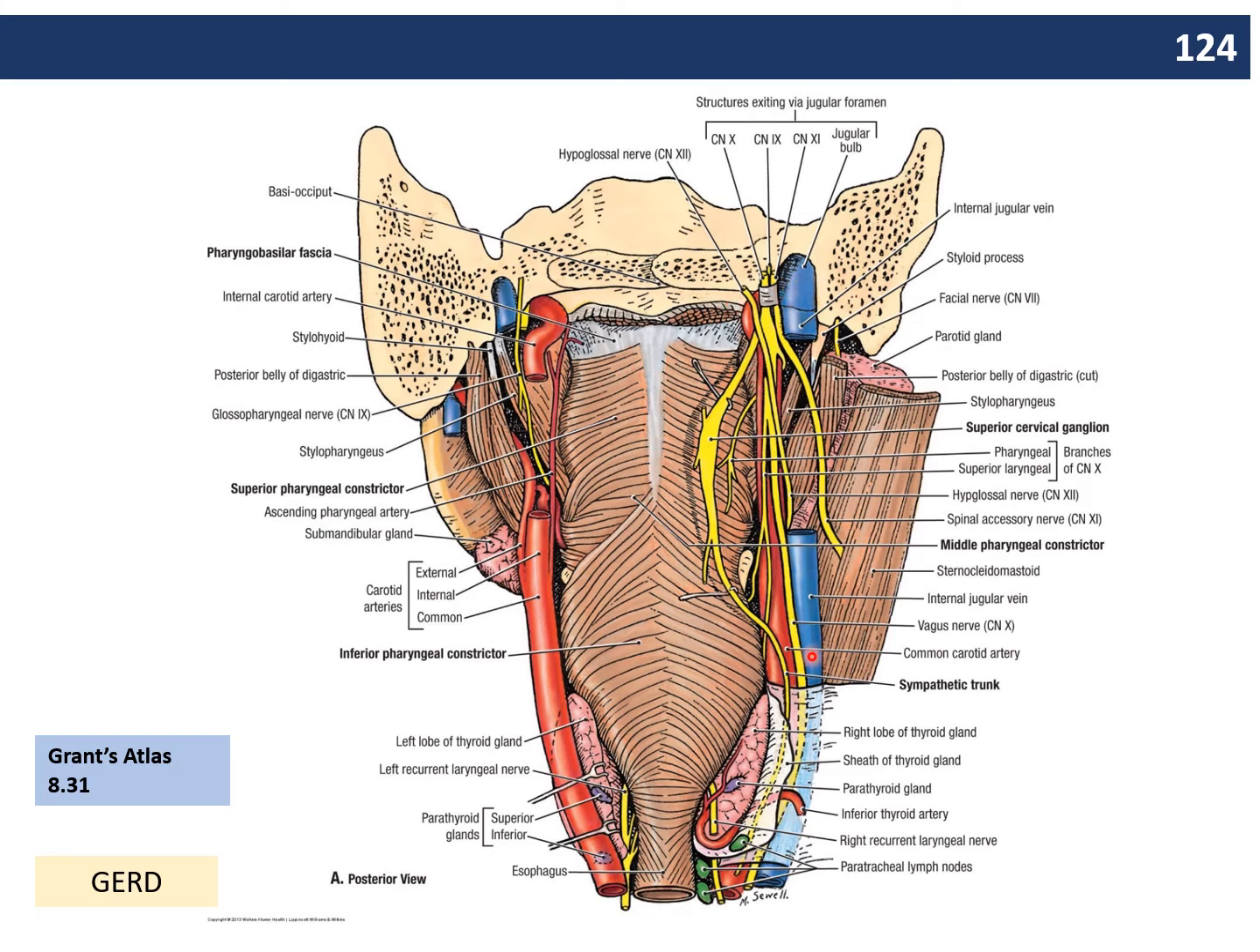On the right side of the image here, you can see the internal jugular vein coming through the jugular foramen. And remember that the jugular foramen also transmits cranial nerves 9, 10, and 11, the glossopharyngeal, the vagus, and the accessory nerve. You see those descending in the neck next to the internal jugular vein.